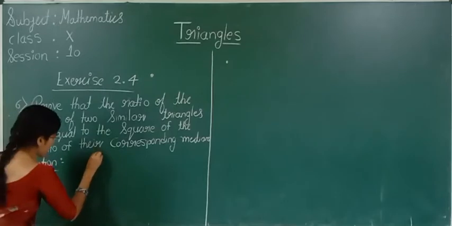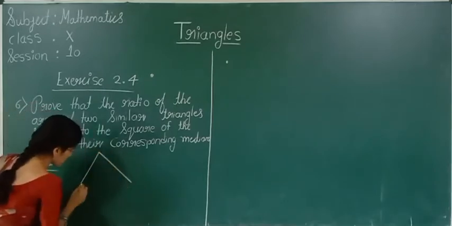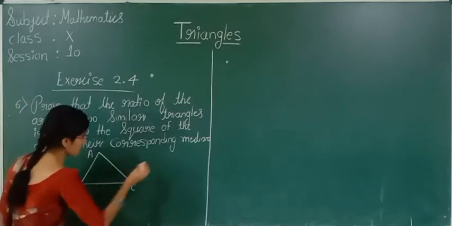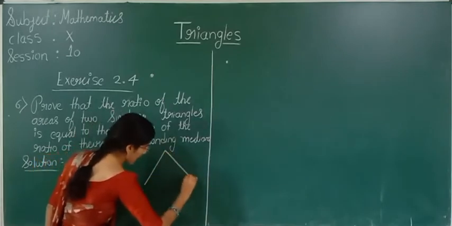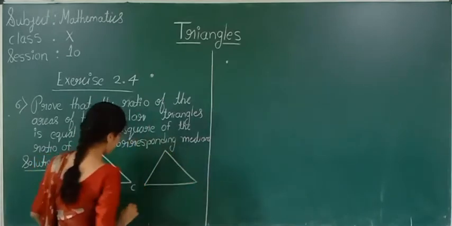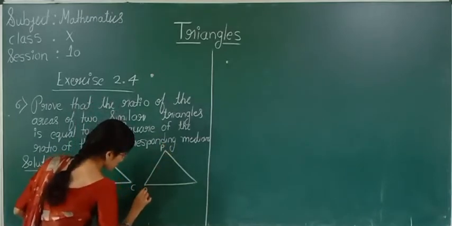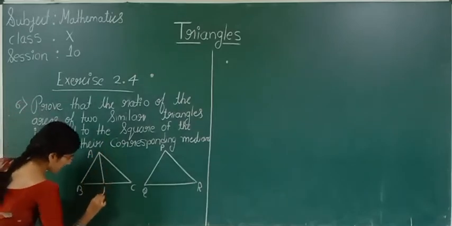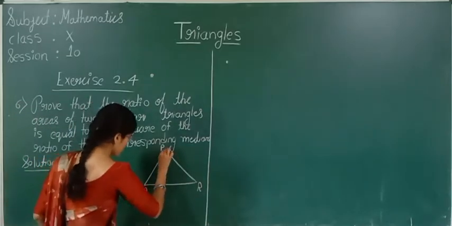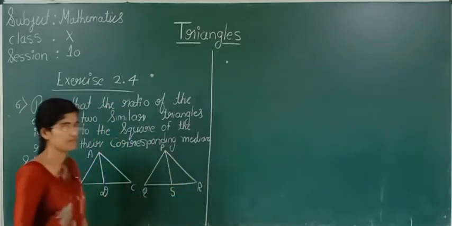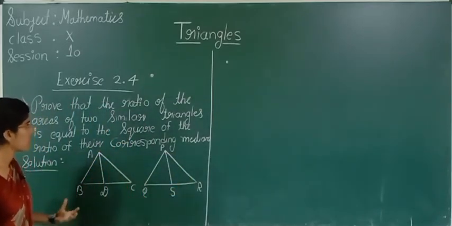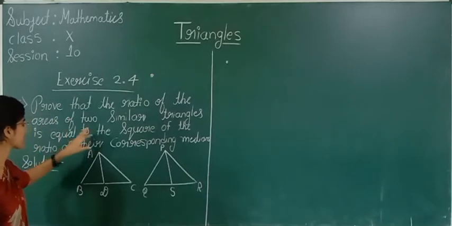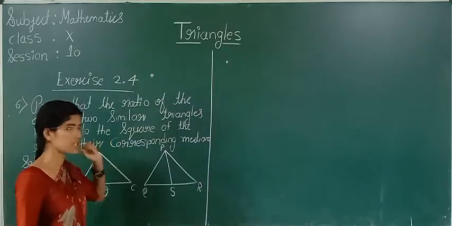So we will take two similar triangles here. ABC is one triangle and PQR is one triangle, right? Here AD is a median and here PS is a median. So now see here, what we have to prove is the ratio of the areas of two similar triangles is equal to the square of the ratio of their corresponding medians.